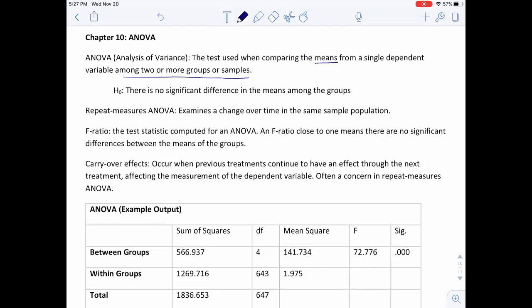And ANOVA gives you an F ratio, as we'll see down here in the output. The closer the F ratio is to 1, the more the same the means of these groups are. As your F ratio gets larger, you're more likely to reject the null hypothesis, just the same way as a chi-squared and a t and a z. These F ratios behave the same way. As they get larger, we're more likely to reject the null hypothesis.